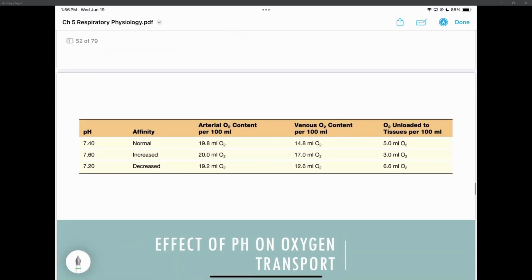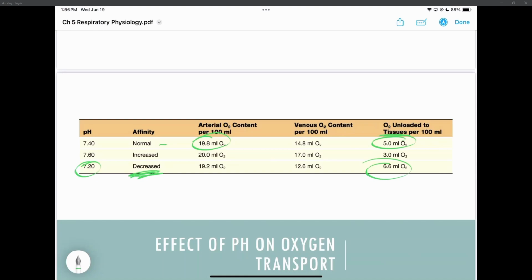So you can see here, when affinity is normal, our O2 count is about 19.8, but look at how much O2 is unloaded at the tissues, 5. When you have a decreased affinity, pH goes down, we unload more oxygen, 6.6 milliliters. So don't worry, just know the values go up.